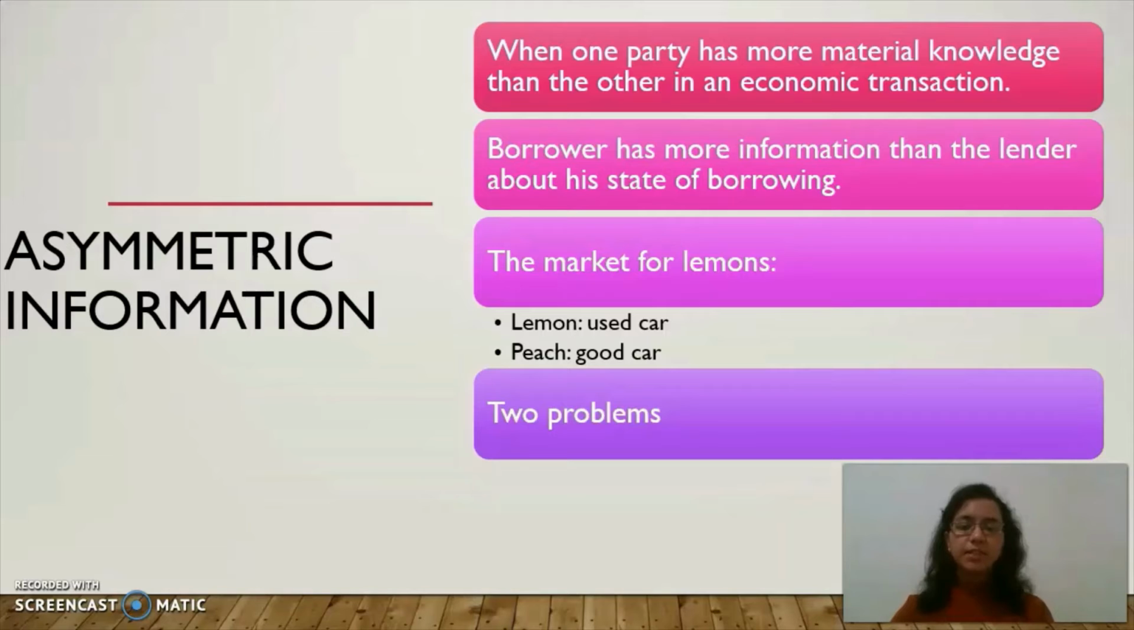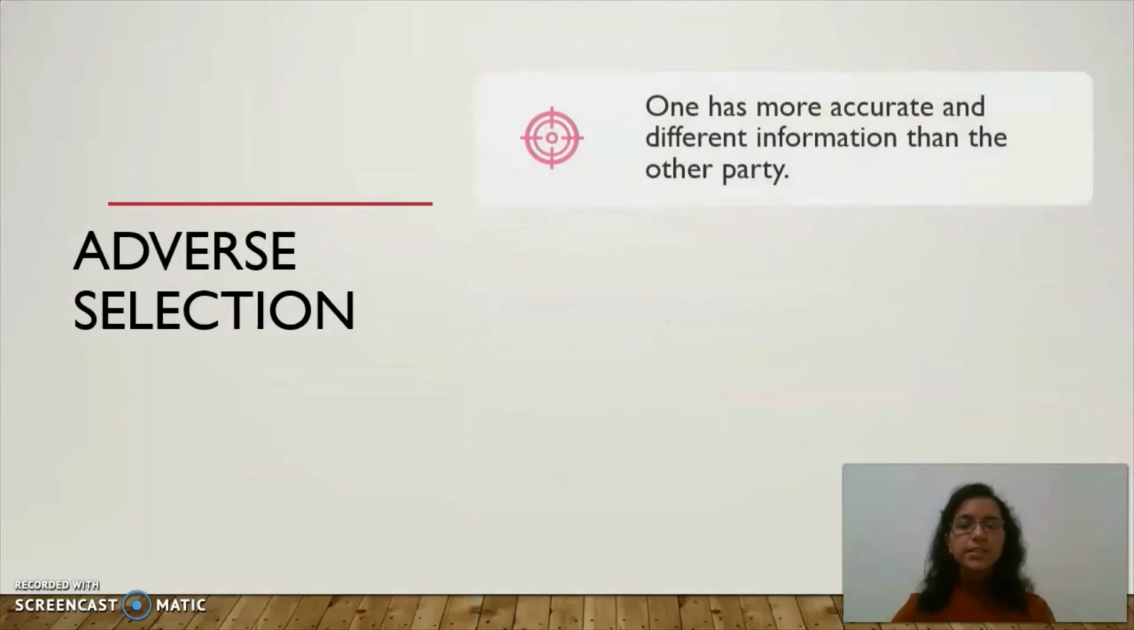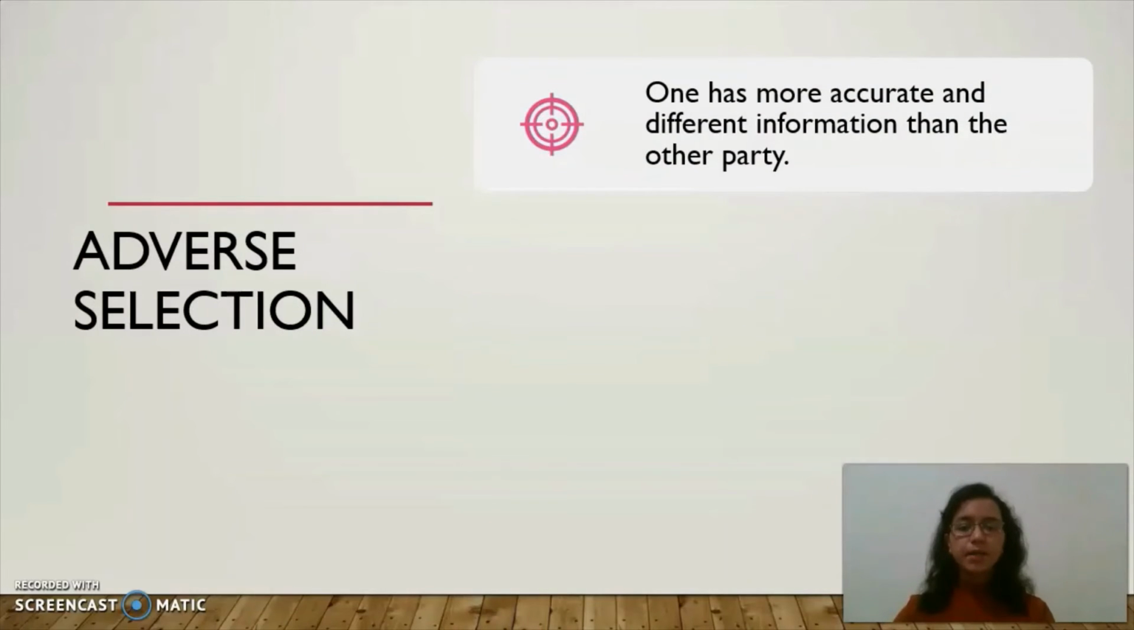Asymmetric information generally leads to two problems, that is adverse selection and moral hazard. Adverse selection is a situation in which one party has more accurate and different information than the other party. It occurs when asymmetric information is exploited. Insurance companies face a great deal of risk from adverse selection. It can happen when they fail to identify a risk at the time the policy is made, and it could also lead to huge cost.